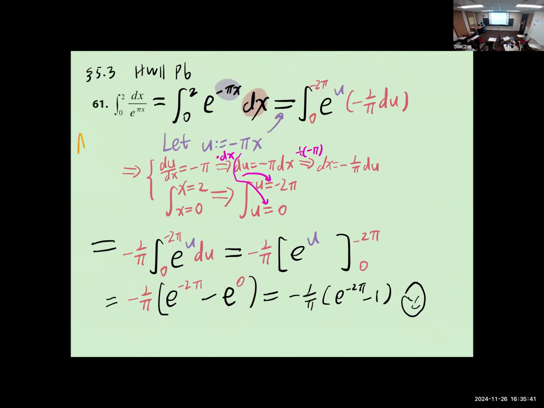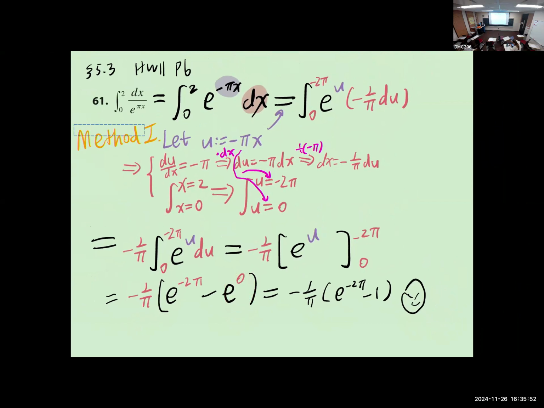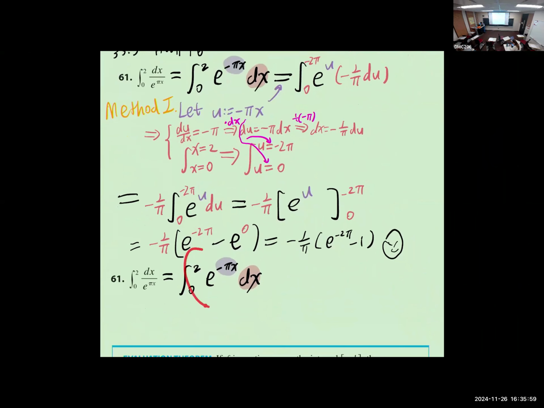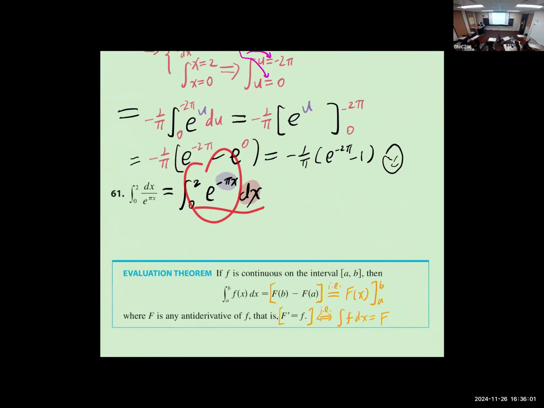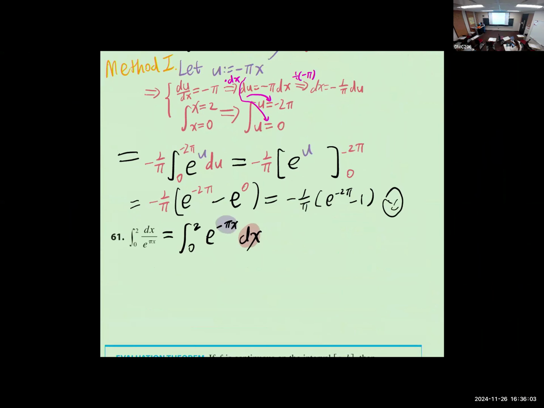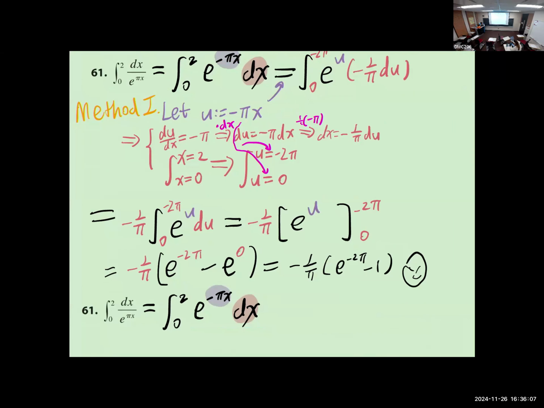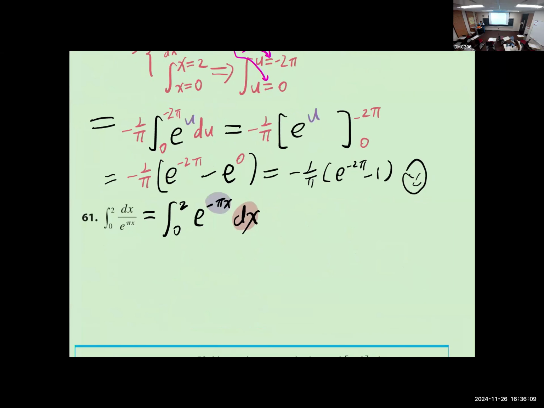Let's call this method 1. This is enough. This is the best method. Let me also just broaden the horizon and give you another method. The first step remains the same. We beautify this function by getting rid of the denominator. And next, instead of directly computing that, let's first find the antiderivative of this integrand.